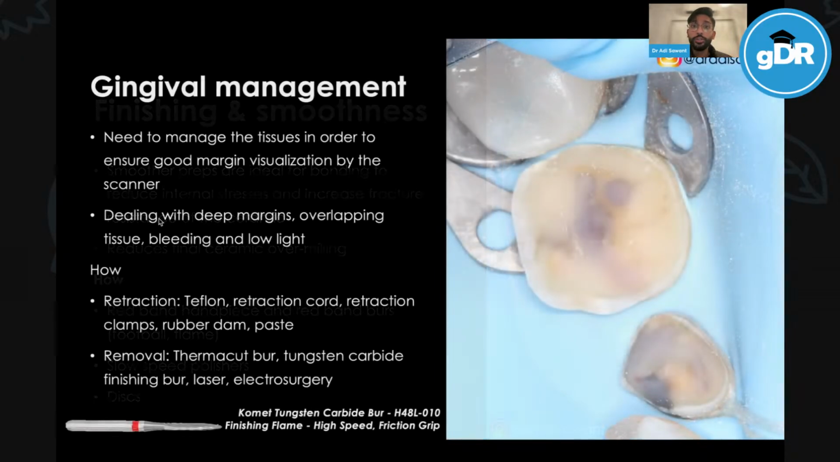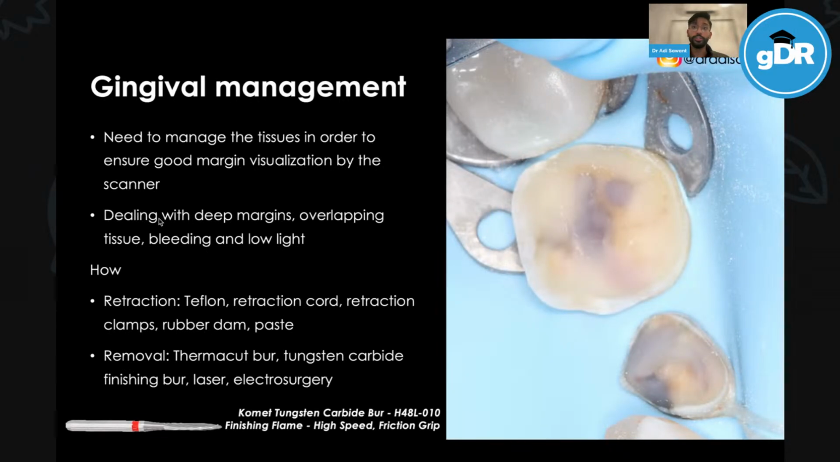Gingival management's a huge one. You can either retract or you can remove the gingiva, or you can do both, right? You'll see in a couple of cases later, I'm pretty aggressive with removing the gingiva, and you'll see why. The reason we need this is we need a good bonding area, but we also need a good isolated area to scan. And in terms of retraction, you can use things like Teflon, retraction cord, even rubber dam provides some level of retraction.